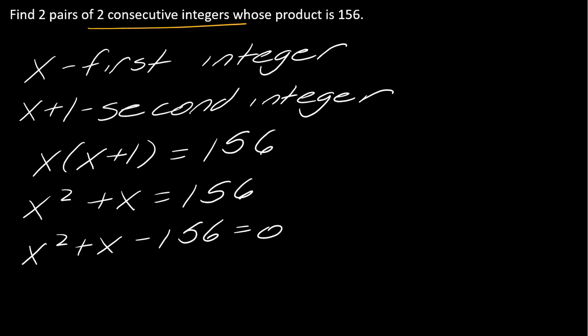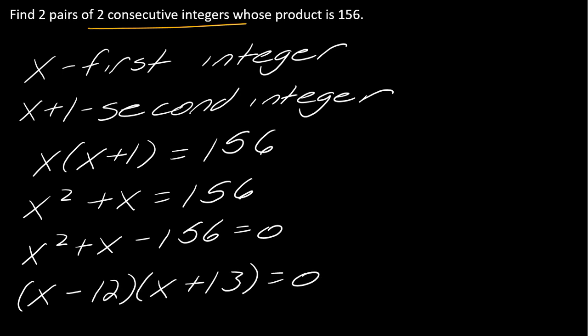You might have to play around with this a little bit to figure out how to factor it, but this does factor as x minus 12 and x plus 13 equals 0. Then I get two solutions, x equals 12 and x equals -13. You're probably noticing there's a big issue with this. These are not consecutive integers, right? We don't go 12 to -13.